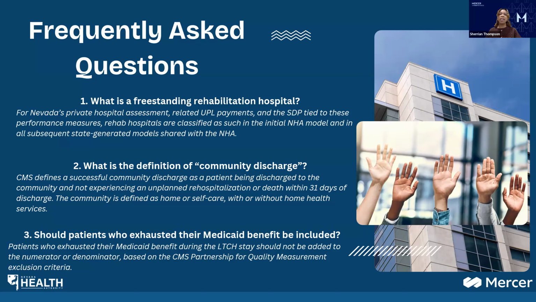All right, so first question is, what is a freestanding rehabilitation hospital? For Nevada's private hospital assessment, related UPL payments, and the SDP tied to these performance measures, rehab hospitals are classified as such in the initial NHA model and in all subsequent state-generated models shared with the NHA. What is the definition of community discharge? CMS defines a successful community discharge as a patient being discharged to the community and not experiencing an unplanned rehospitalization or death within 31 days of discharge.